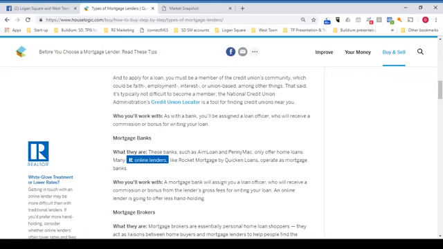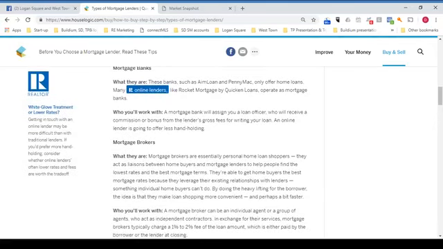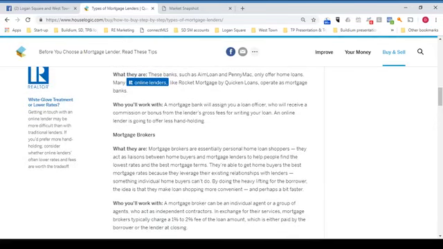Now, who will you work with? As with a bank, you'll be assigned a loan officer who will receive a commission or bonus for writing your loan. Mortgage banks. What are they? These banks, such as AIM Loan and PennyMac, only offer home loans. Many online lenders like Rocket Mortgage by Quicken Loans operate as mortgage banks as well.